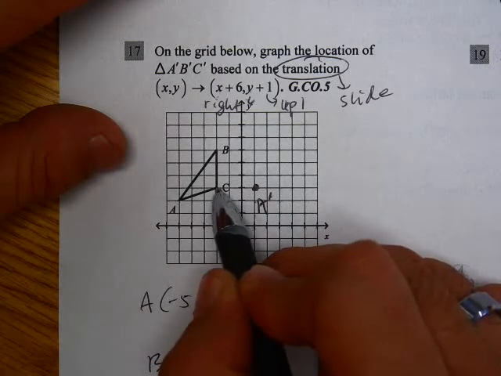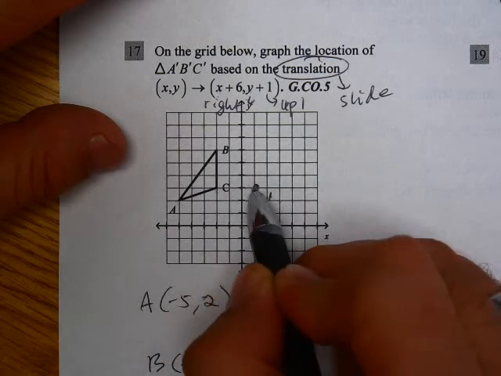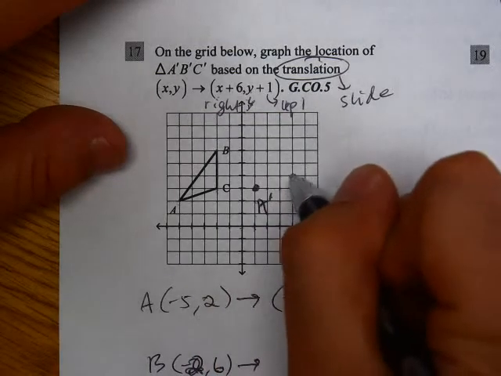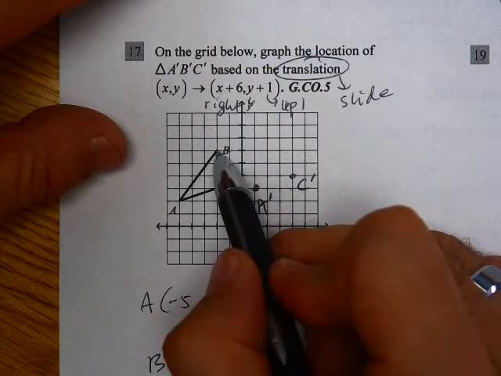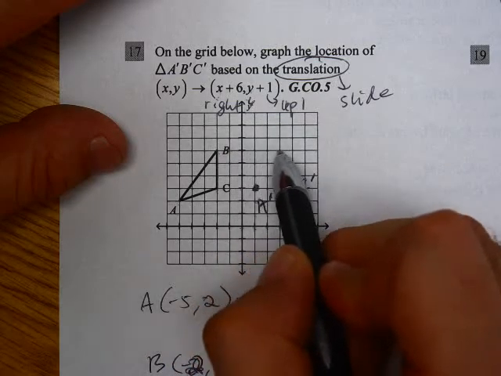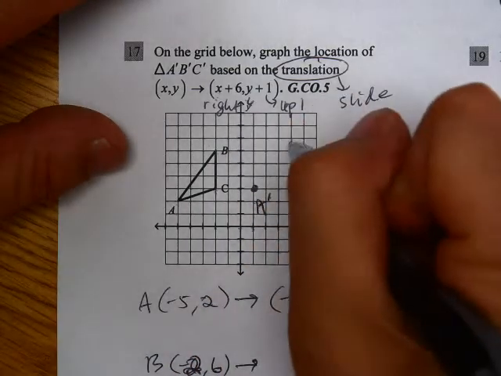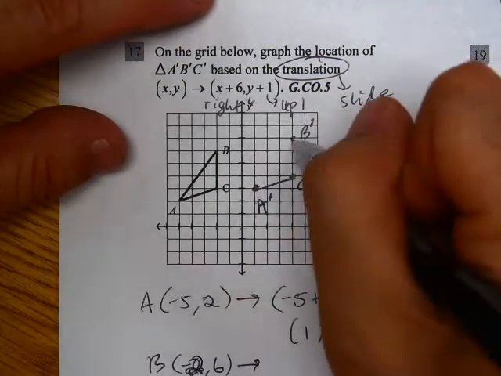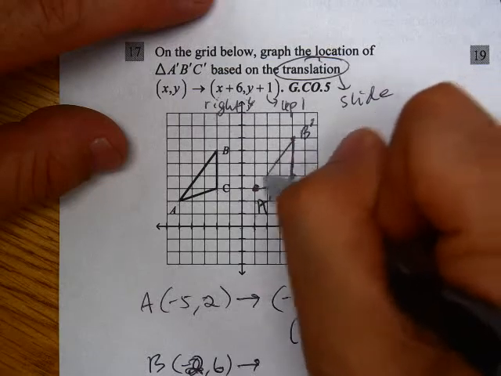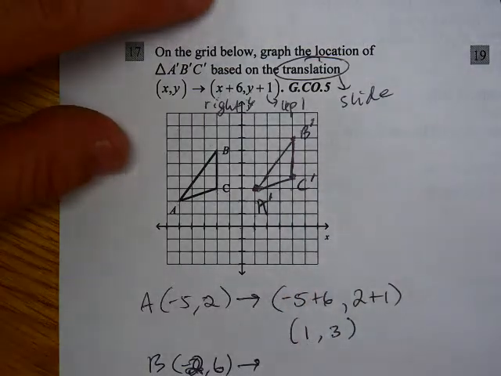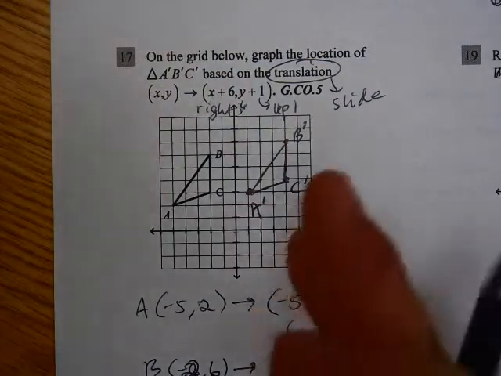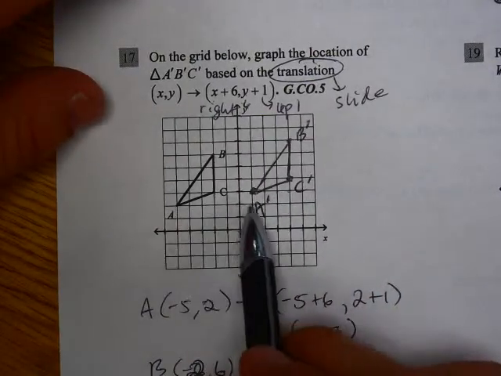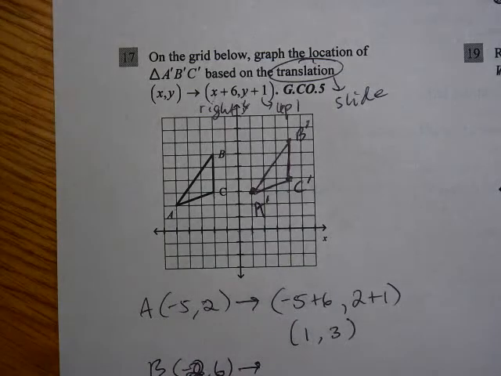I can go from point C, 1, 2, 3, 4, 5, 6, up 1. There's the new C prime. From point B, 1, 2, 3, 4, 5, 6, up 1. Point B prime. Now, graph the location. That's my graph. I graphed that triangle after I moved. There's my translation. Right 6, up 1. So I'm done with number 17.